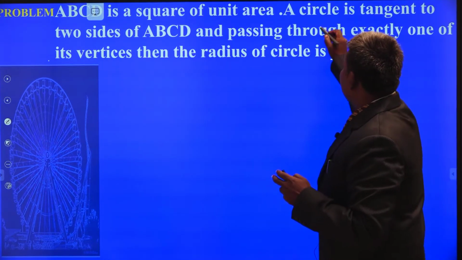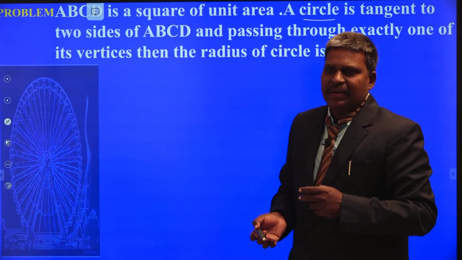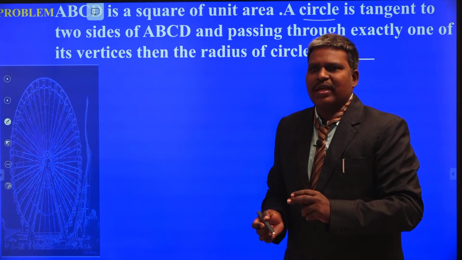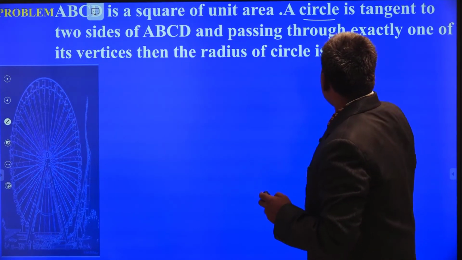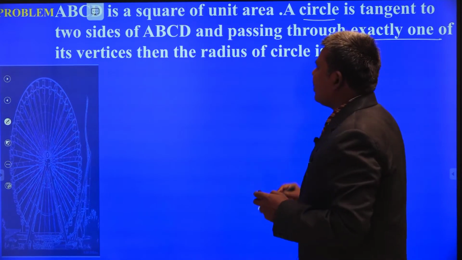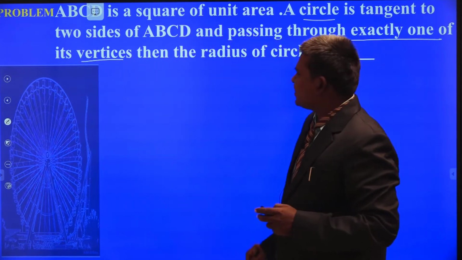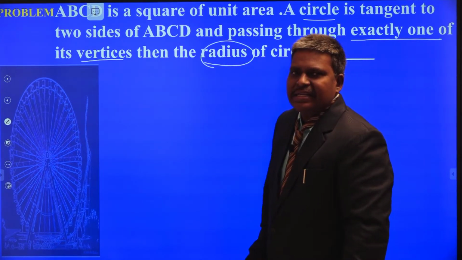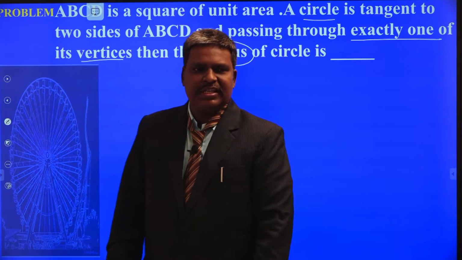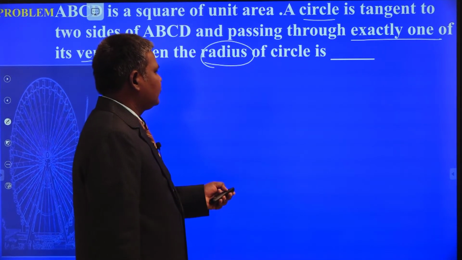One circle is there. It is tangent to two of its sides. That means two sides of the square touch the circle. And your circle passes through exactly one of its vertices. Then what you have to find out? You have to find out the radius of your circle. That is the question. So let us try to draw the figure.